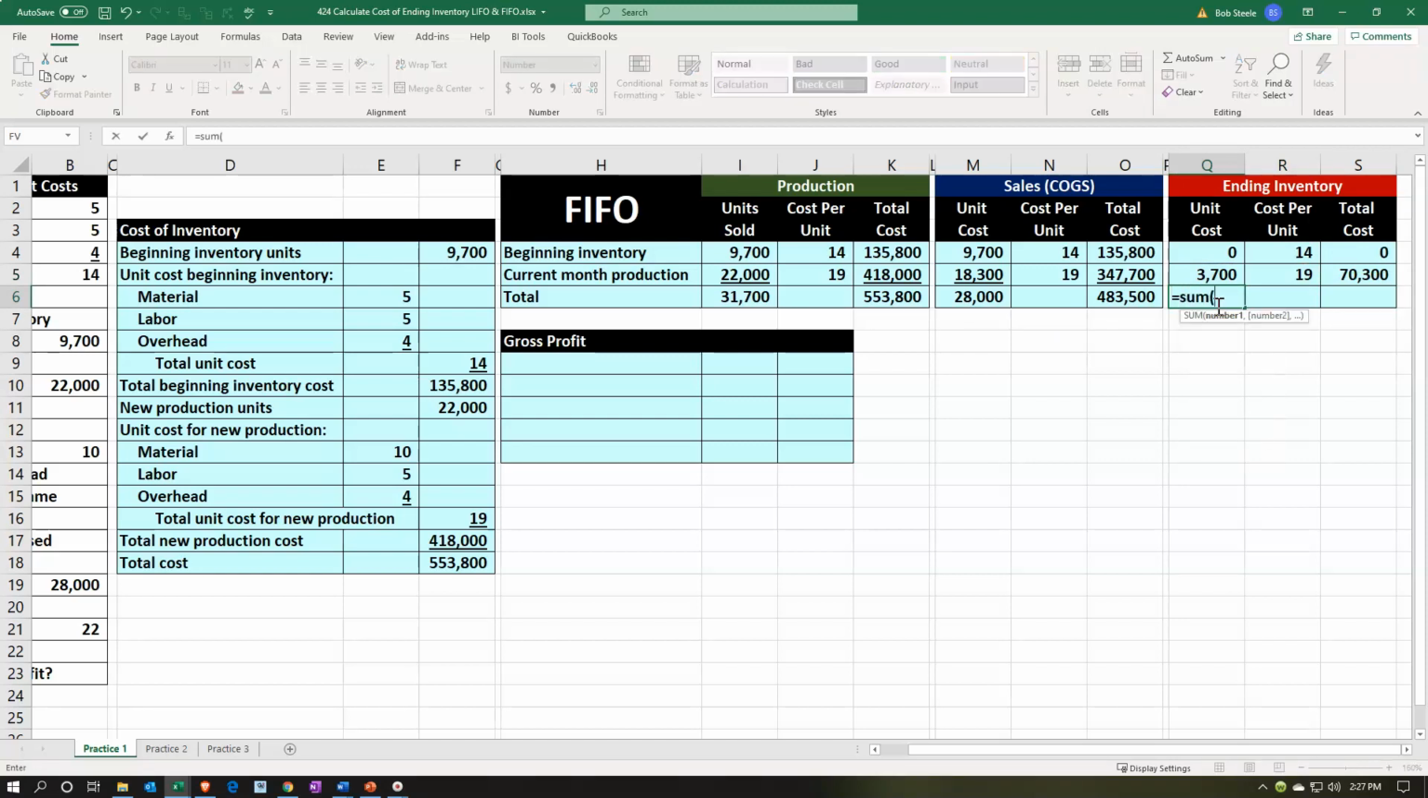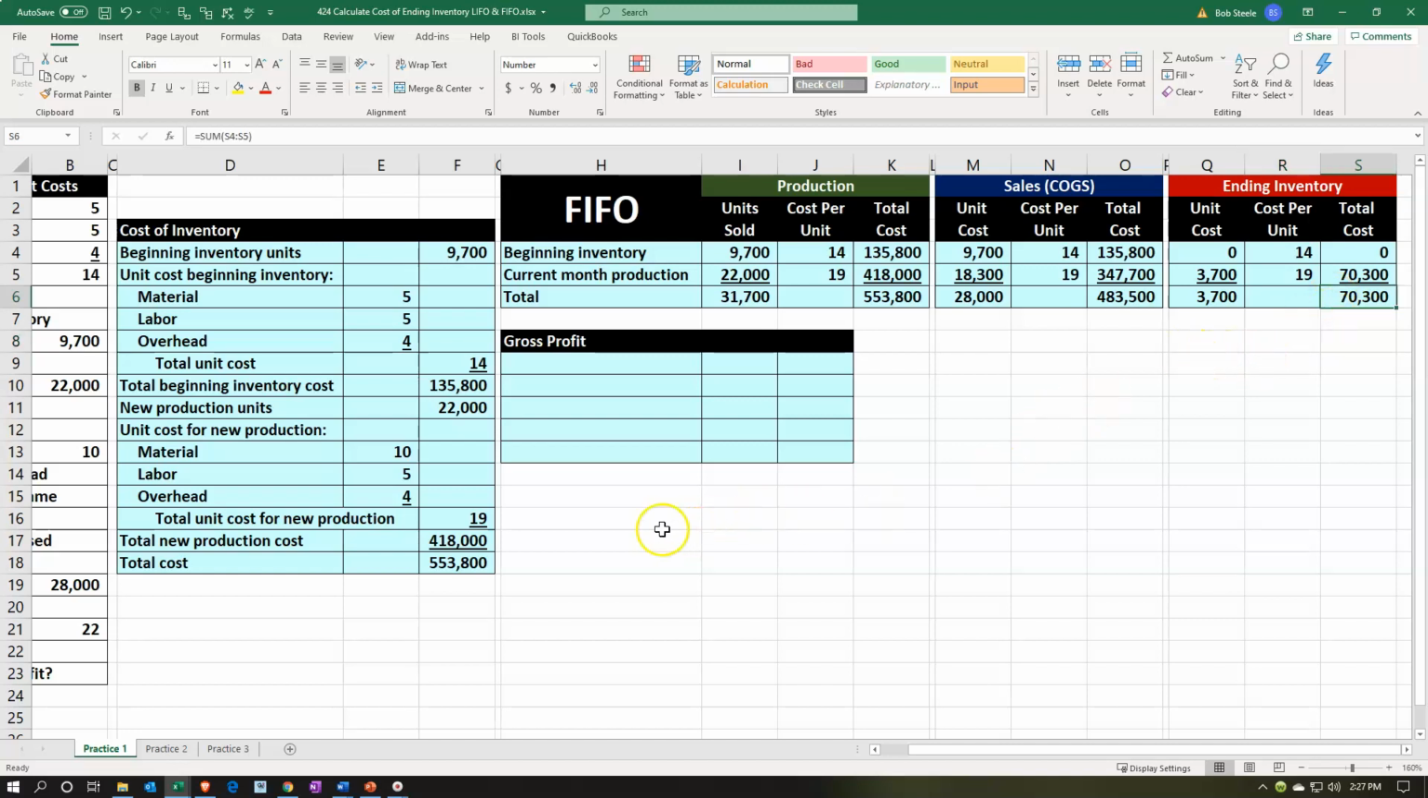Summing up both sides, summing up here and summing up there, we can then underline here and there, selecting non-adjacent cells using Control to do so. Home tab, font group, underline. This is what's going to be left in ending inventory.